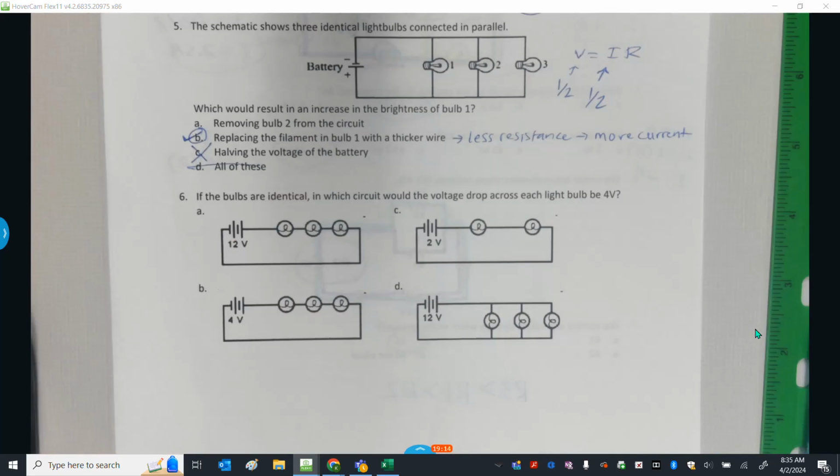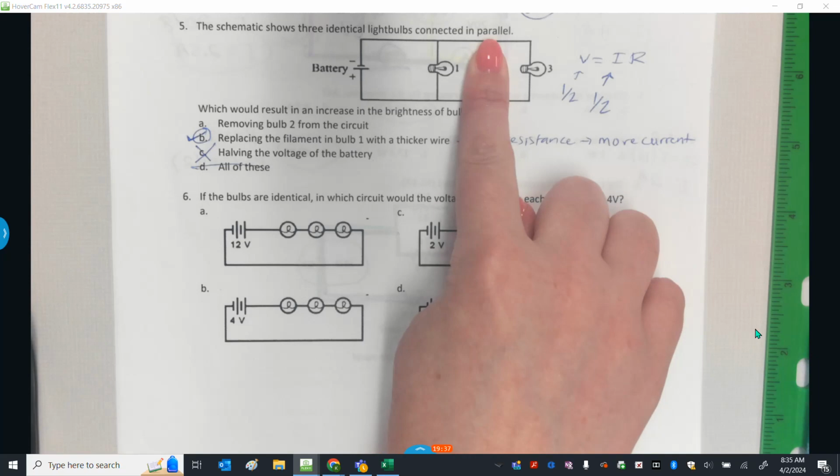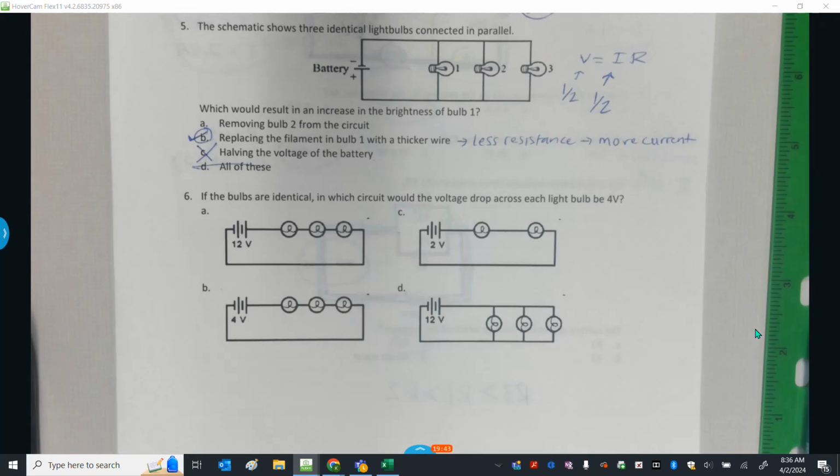Now, A was the one that some people were asking questions about last period. Now, B has to be true, so that means A can't be true. But if you were to remove bulb 2 from the circuit, your total equivalent resistance of the circuit increases because now you only have 2 pathways instead of 3. But it actually ends up being that each branch still has the same current that it had before. And they each both still have the same voltage drop as well because it's a parallel circuit. The brightness actually stays exactly the same.